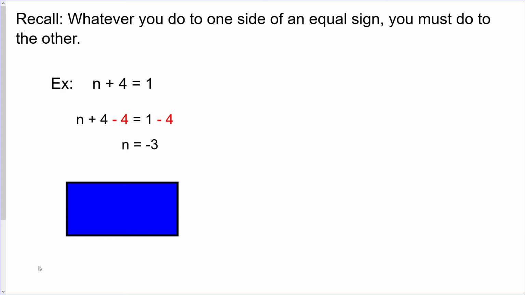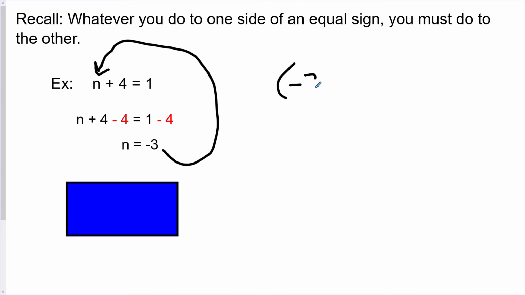Okay, and if you wished to, just to remind you from last time, you can take this answer and substitute it back in here in place of n if you would like to double check that you have done this correctly. Okay, so you would substitute in the -3 and add that to 4, which equals 1. Check. That's what it should equal. Okay, if you got something different, you need to go back and double check your answer or double check your math when you're substituting the number in.